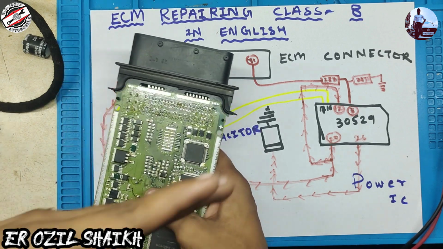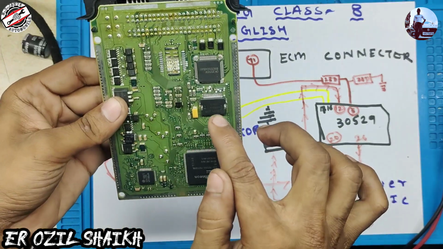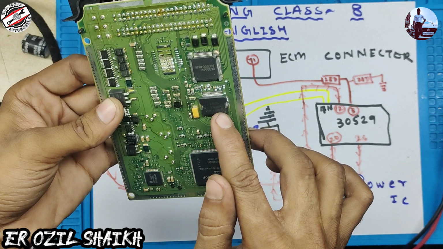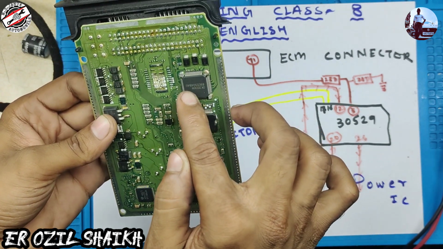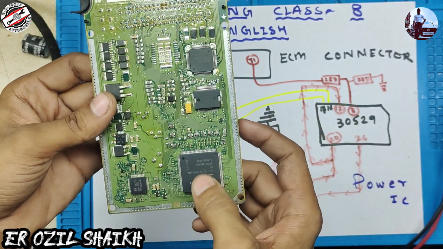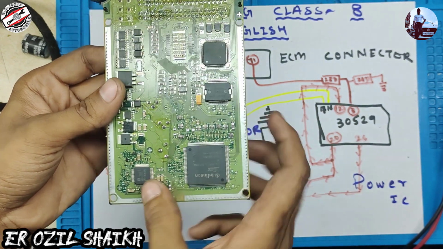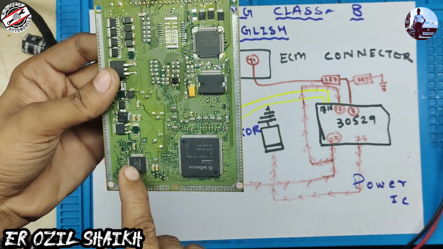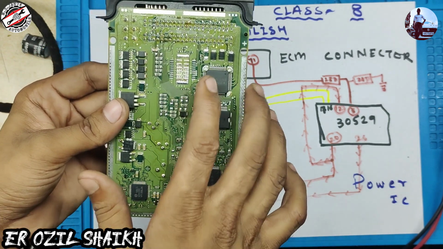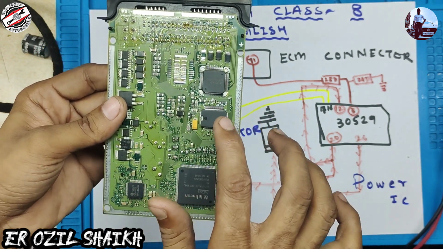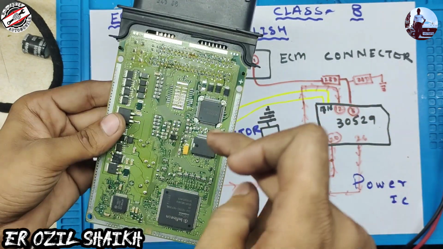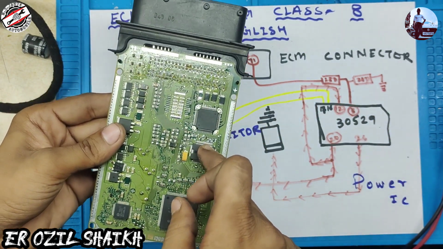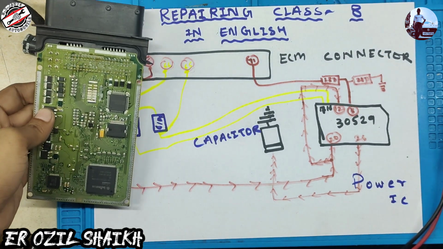So let's start our topic. This is called Power IC 30529, this is called System IC, this is our processor, and this is an injector driver. Now we will discuss only the Power IC, how voltage comes inside the board and also in the Power IC.